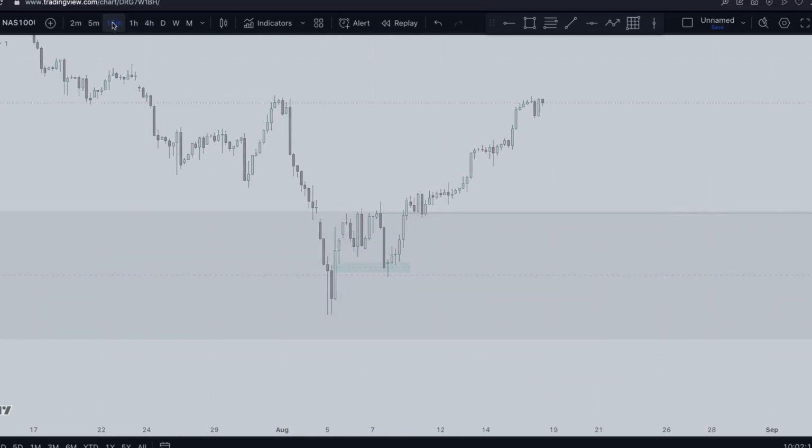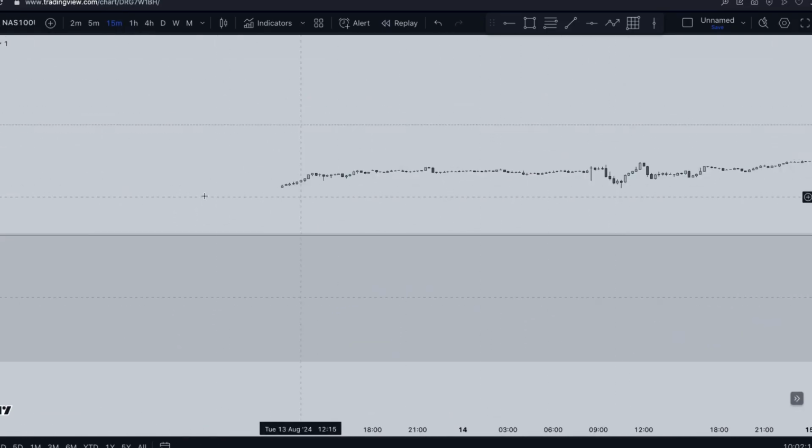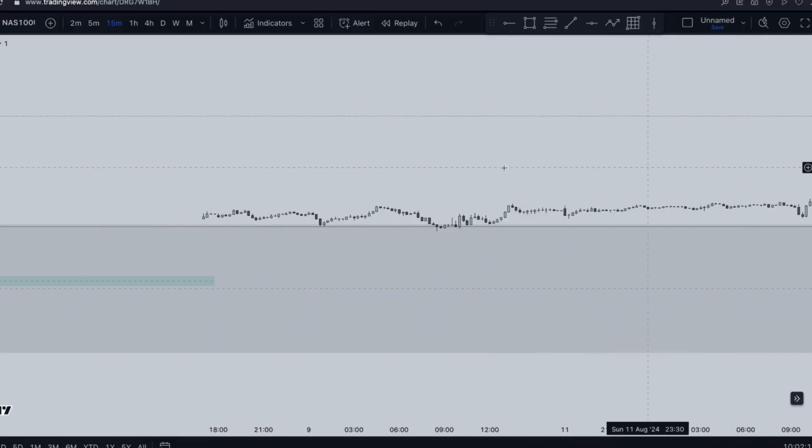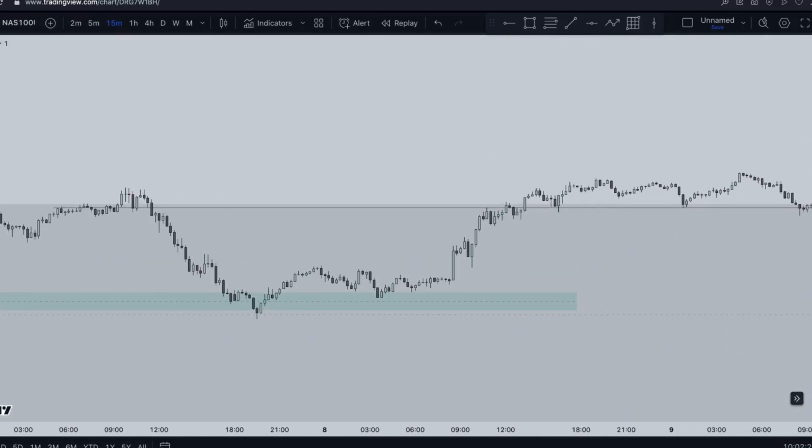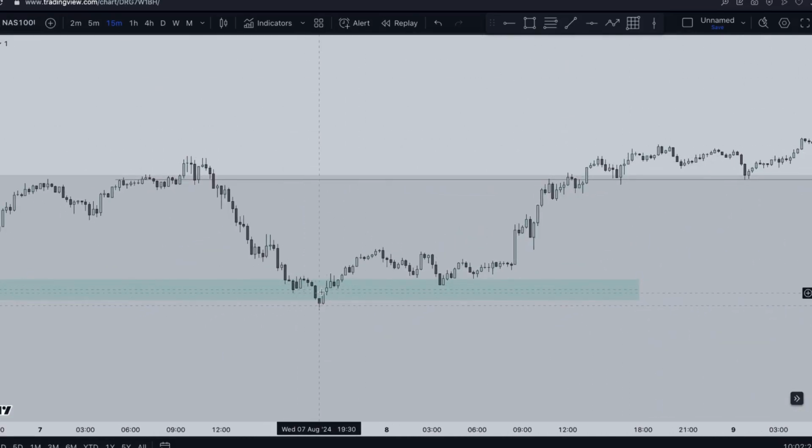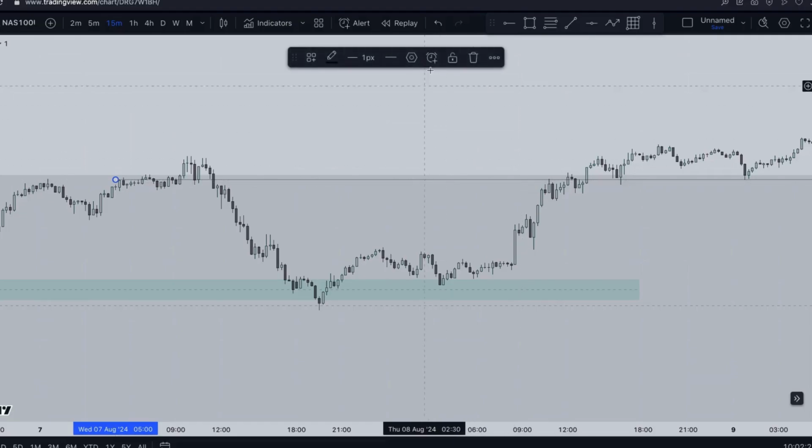So you drop down to the 15 minute. We're looking for another order block, another block. Actually, there was an order block here. Okay, let me use the example.